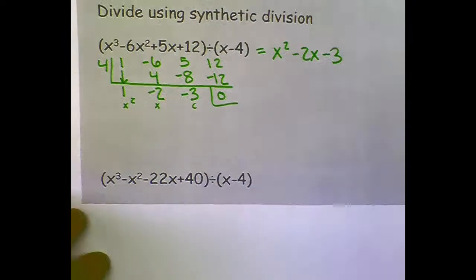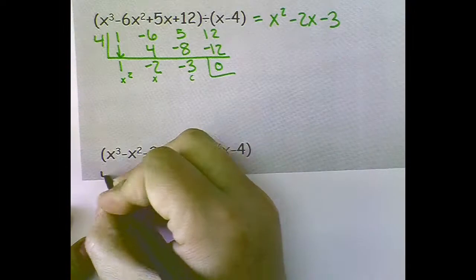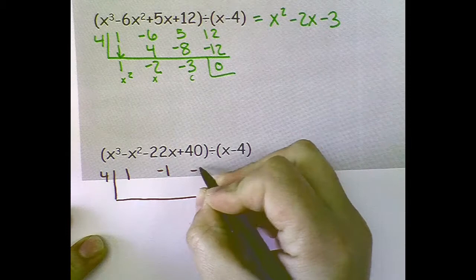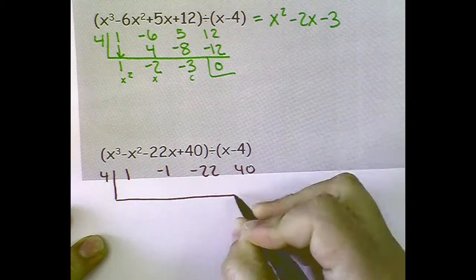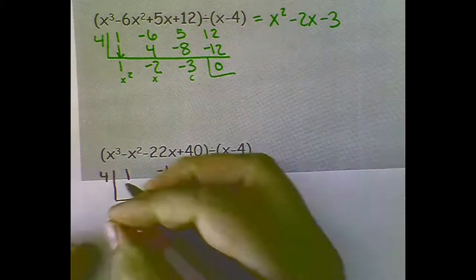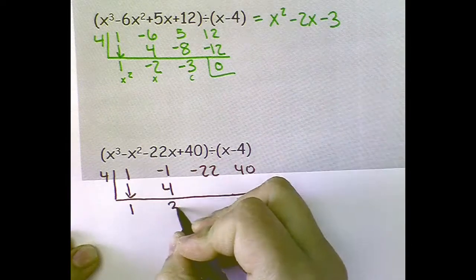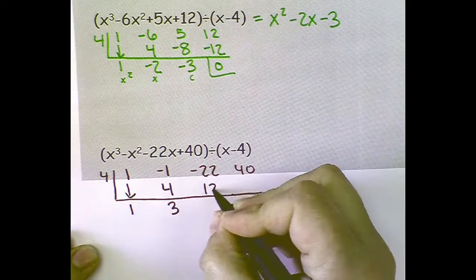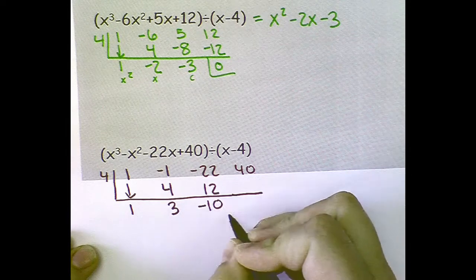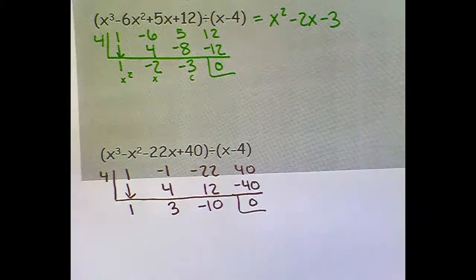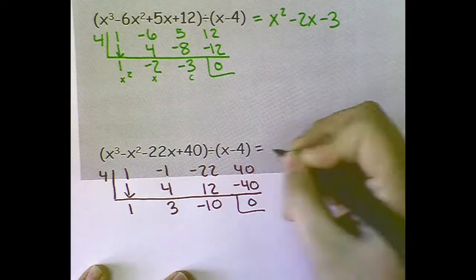All right, for this next one, we're going to put positive 4 out front again. We'll have a 1, negative 1, negative 22, positive 40. All right, bring down our 1. Multiply, I get 4. Add, I get 3. Multiply, we have 12. Add, I have negative 10. Multiply, it's negative 40. Add, it's 0. Our remainder is 0. So that means it's divided in evenly.